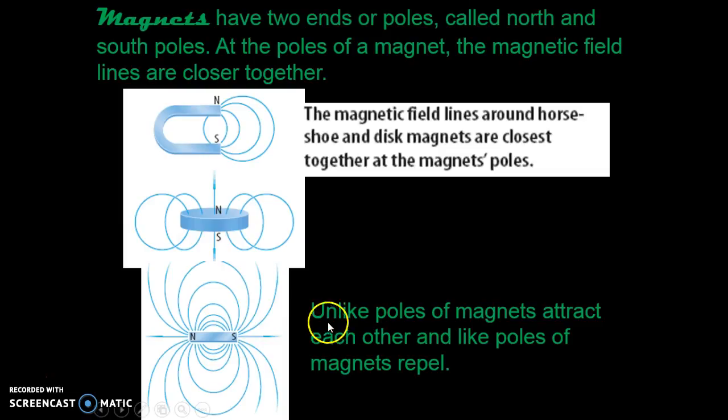Okay, right here as well, you can see how they're closer, and as you go further away, they get further apart. Unlike poles of magnets attract each other, and like poles of magnets repel. So this is kind of the same idea as charges. Like charges repel, and opposite charges attract. So opposite poles of magnets attract each other. As you can see, if they didn't, you wouldn't see the lines trying to go towards the other side. You would see them going away in the opposite direction. But since they do, it makes this almost circular field that encompasses the magnets.